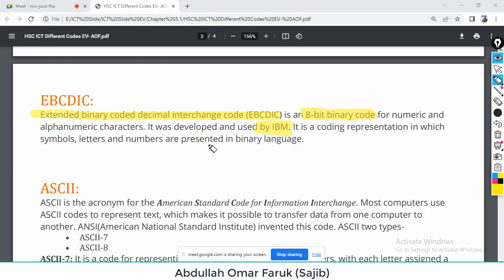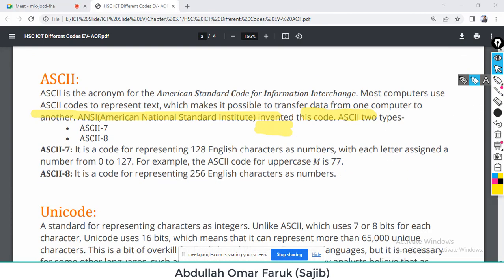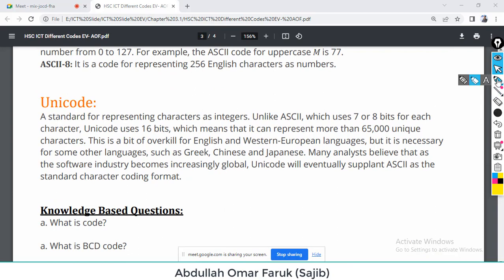Now we go for ASCII. This is important. ASCII is very important. You also need to remember the full form of ASCII, American Standard Code for Information Interchange. It can be of two types, ASCII 7 and ASCII 8. ASCII 8 is mostly used. You just need to remember these things. Nothing more will be needed from here. This is only for MCQ purposes. Now we go for Unicode. Unicode actually stands for representing characters as integers.